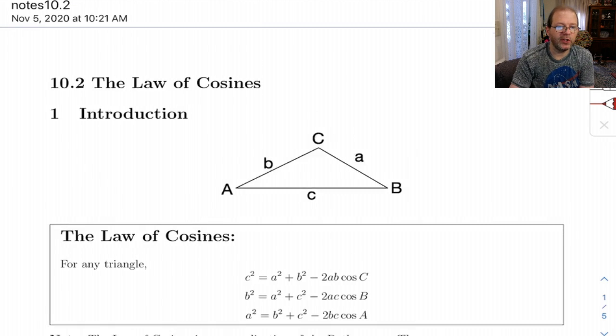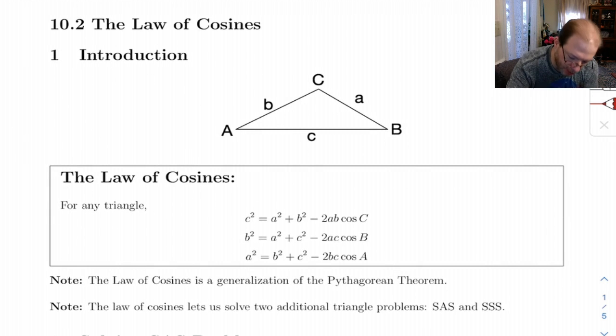All right, let's look at 10.2, which is on the law of cosines. Now, the law of cosines is basically just a generalization of the Pythagorean theorem. Let's look at the three different forms of it.